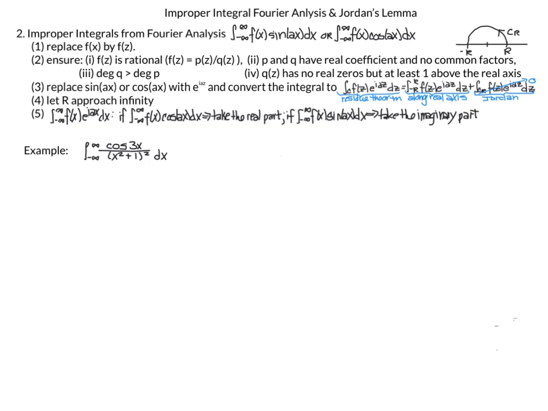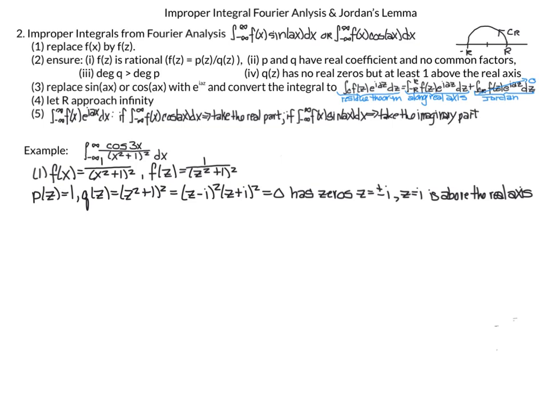Here's our example: the integral from negative infinity to infinity of cosine of 3x divided by x squared plus 1 dx. Notice again our variable here is x. So this is the type of integral you might have seen in first year calculus. It involves real variables, real functions. The first thing we're going to do is replace f of x by f of z and then identify our p of z and q of z.